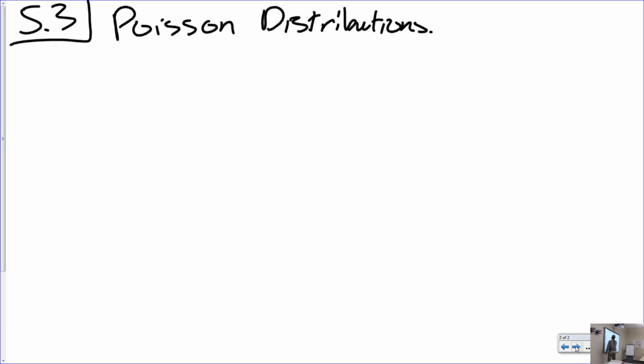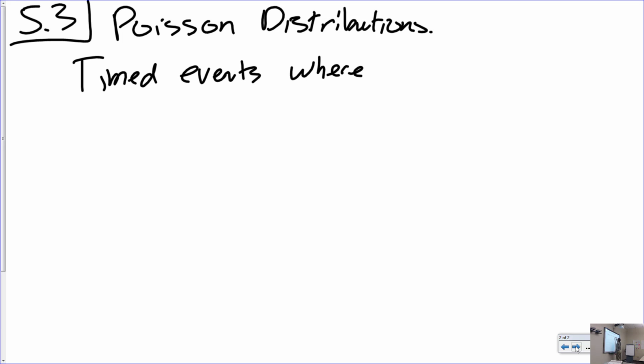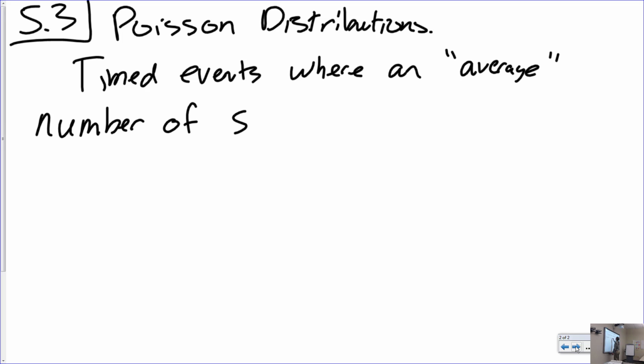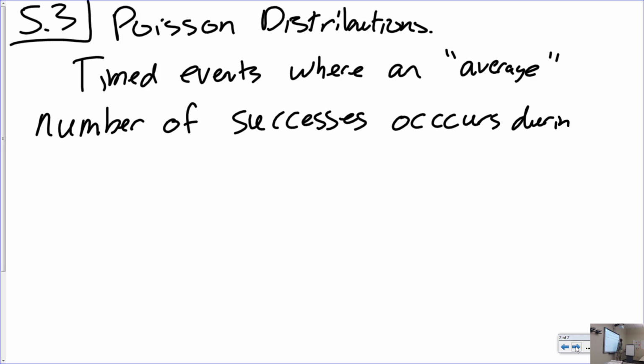So Poisson distributions are timed events where an average number of successes occurs during a known period of time.